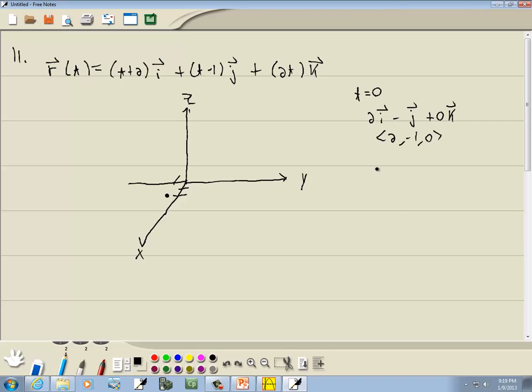Now if I plugged in another one, t is equal to 1. Put 1 in here, then I would have 3. 1 minus 1 is 0. 2 times 1 is 2. So we'd have 3 out to here, then 0, so y would be 0, and then z would be 2. So go here, and it's kind of hard to see. I go up this distance here, and then we'd have this second point. And again, I don't do 3D very well.